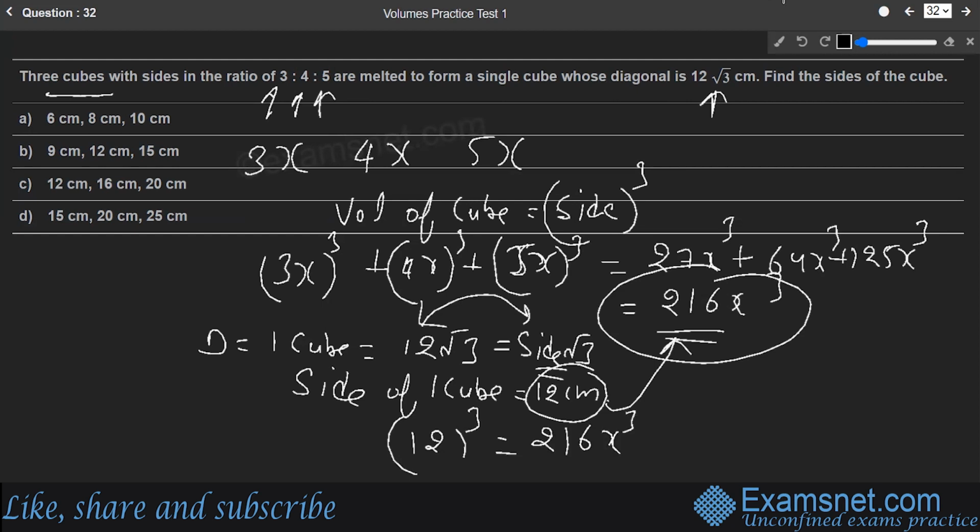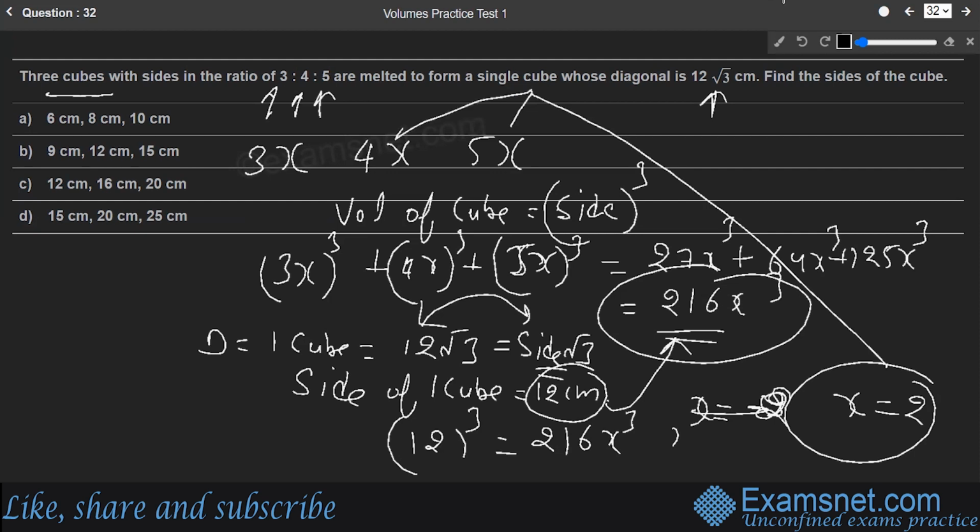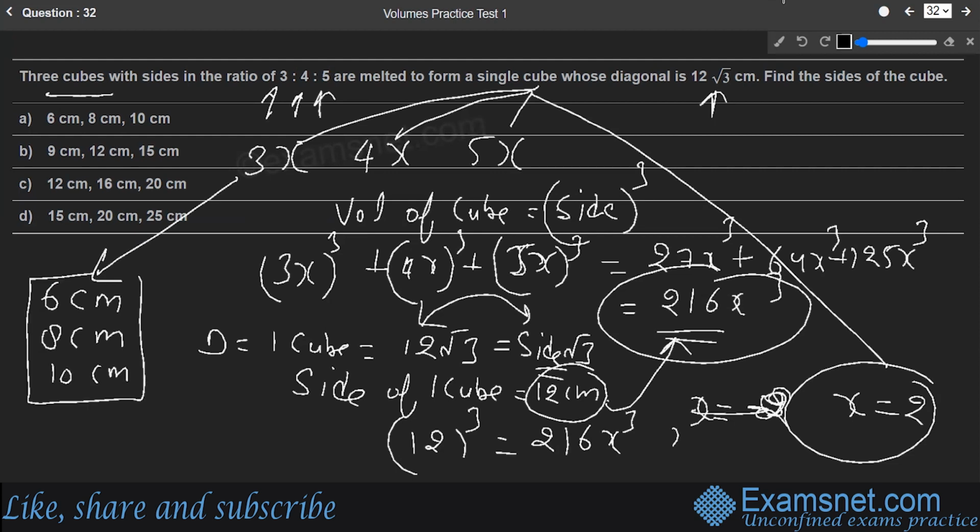So clearly we need to solve this equation for finding out x. So x is given by 12 into 12 into 12 divided by 216, and x comes out to be 2. Now he wants us to calculate the sides of the cubes. With x equal to 2, we can calculate all the sides. The first side becomes 2 into 3, that is 6 centimeter. Another side becomes 4 into 2, that is 8 centimeter, and the last one becomes 5 into 2, that is 10 centimeter. So these are the three sides available.